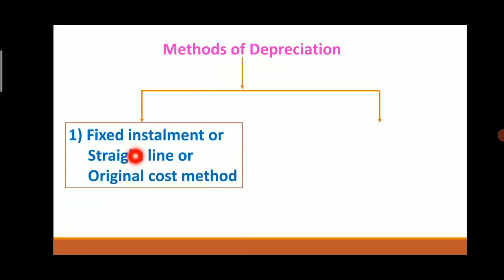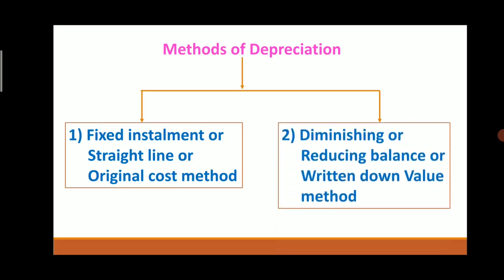Now children, depreciation has two methods. First is called the fixed installment or straight line or original cost method. All these give the same meaning. And the second method we have is the diminishing or reducing balance or written down value method. Now let me explain what these methods are.